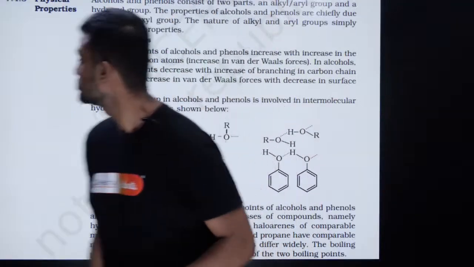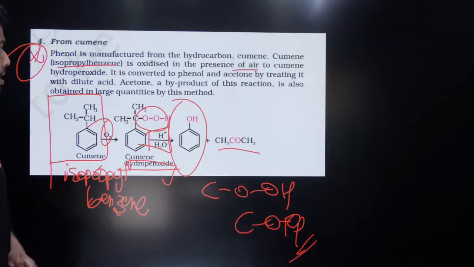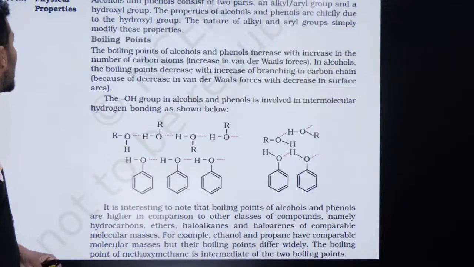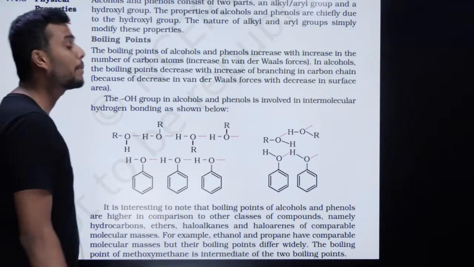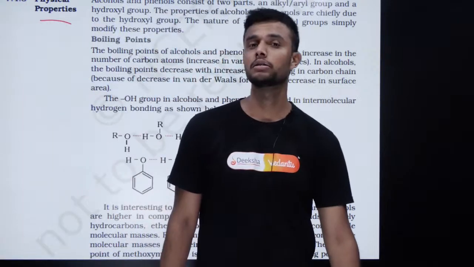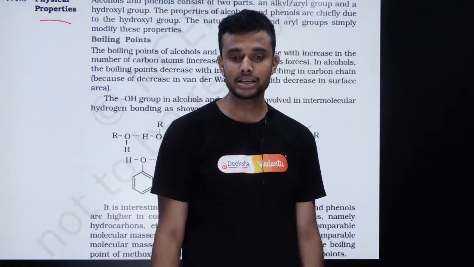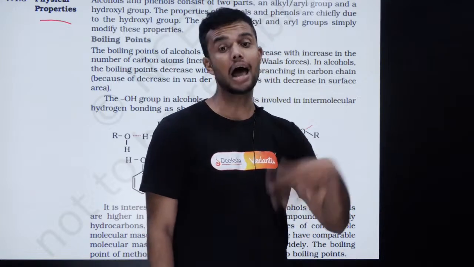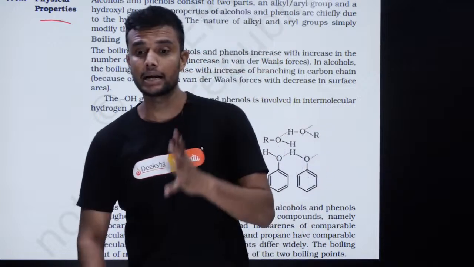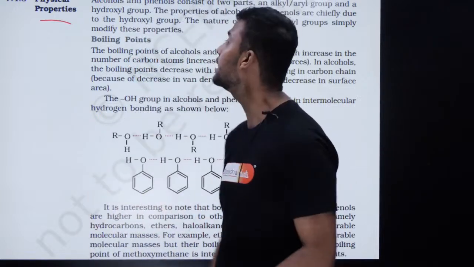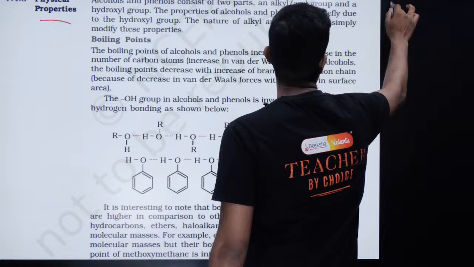This is about the preparation part. Then we move on to the physical properties of alcohols and other things. Students, physical property is nothing but boiling point or melting point. Right, my dear students? Either boiling point or melting point. For alcohols, the entire boiling point and melting point completely depends upon hydrogen bonding.